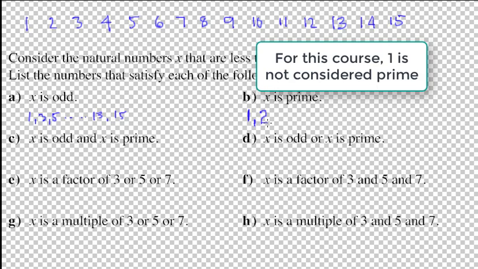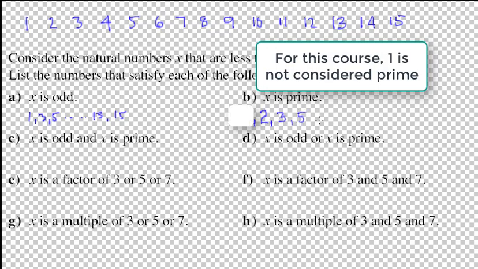2 is a prime number. It's only divisible by itself and 1. Sometimes people will argue that 2 isn't a prime number because no even number is a prime number. That's not good thinking. That's following a rule that works for every other even number, but it isn't true for 2. 3 is prime.